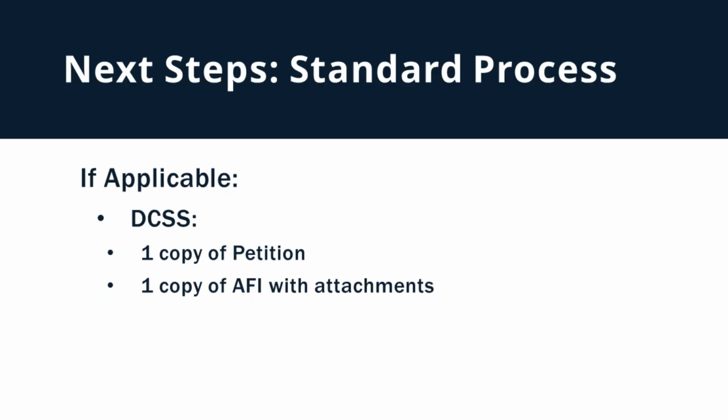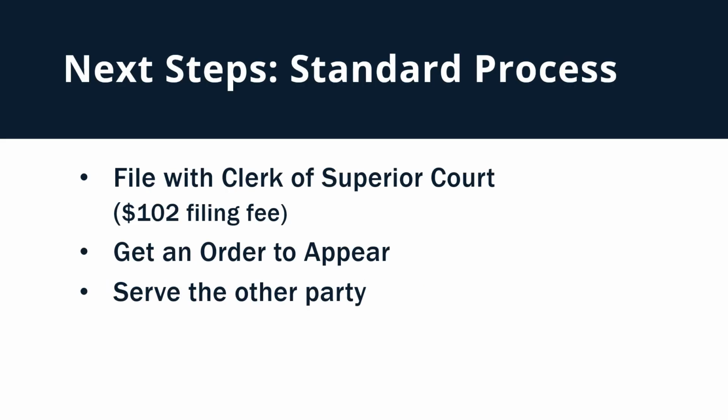And again, if DCSS is involved, you'll need another set of copies of everything for them. Once everything is prepared, deliver all sets of the petition and AFI to the clerk of Superior Court. While there, pay the filing fee or turn in a completed fee deferral application. The clerk will keep the originals and return conformed copies to you.